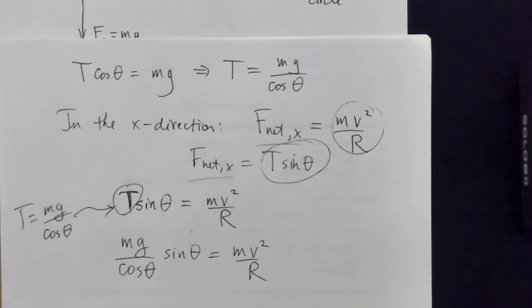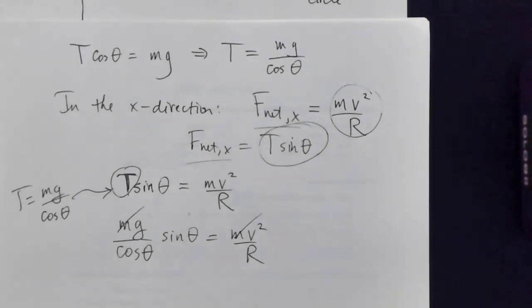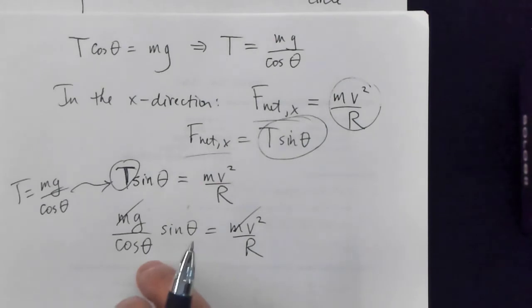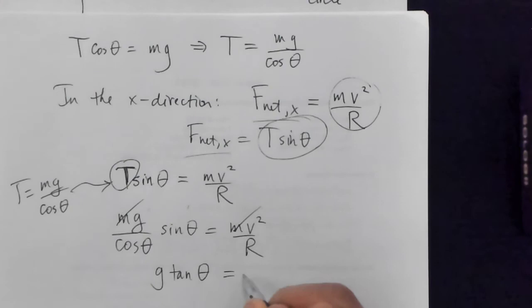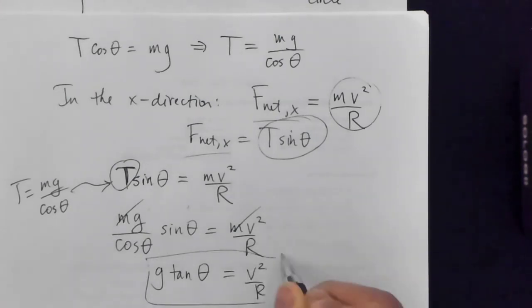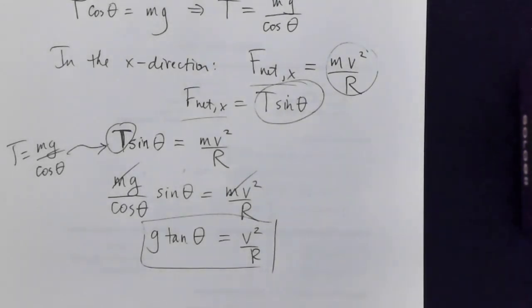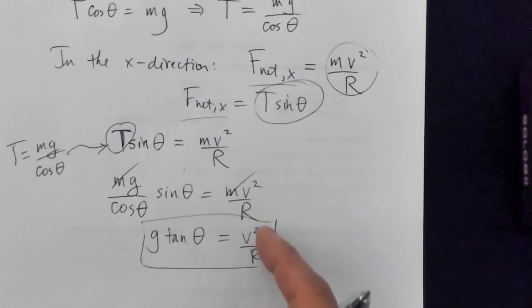Okay, so let's try to simplify. So the m's cancel, which is nice. And what's sine over cosine? What's another name for it? Tangent. Okay, so we have g tangent of theta is v squared over r. That's kind of cool. So the formula for this conical pendulum is g tangent theta is v squared over r. So the tangent theta times the 9.8 is equal to v squared over r. If you solve for v, that's how fast it's going to go around. Okay? Questions about this?